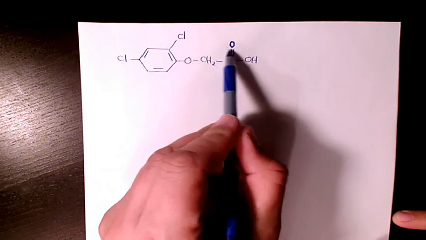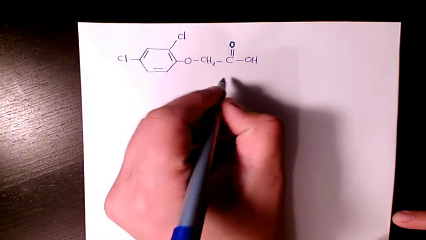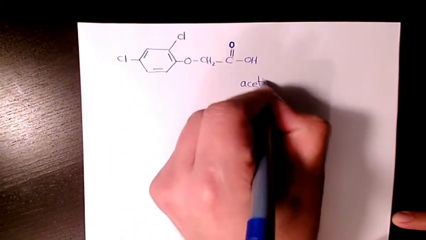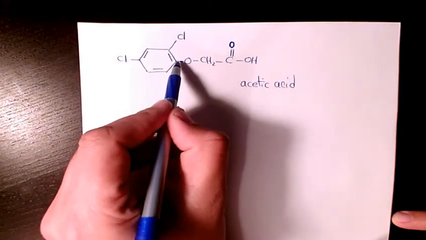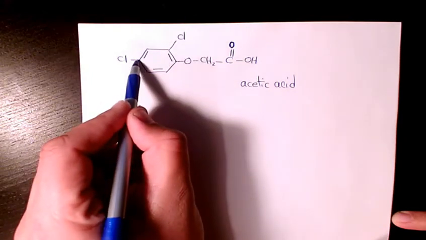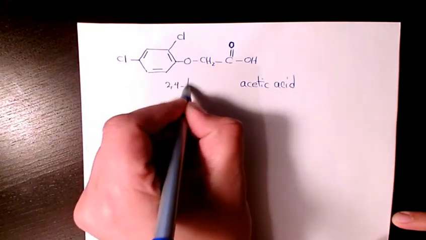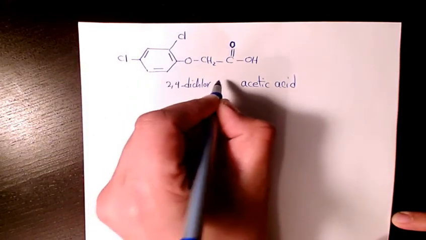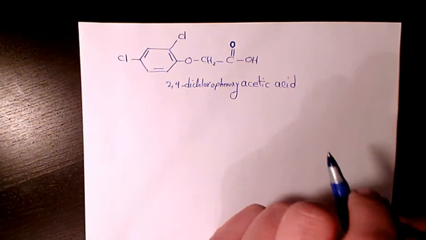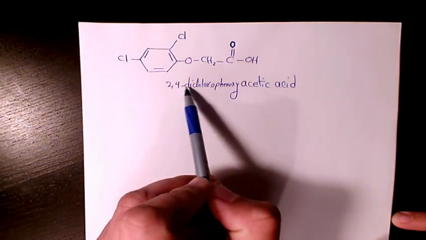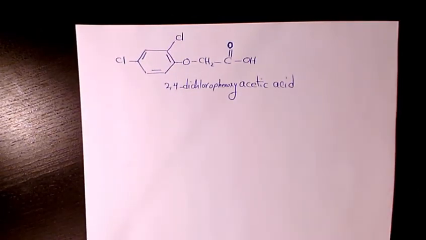So let's call it, so we have the acetic acid here. So let me write it here: acetic acid, and here we have 1, 2, 3, 4. So we have 4-Dichlorophenoxy Acetic acid. So it's going to be 2,4-Dichlorophenoxy Acetic acid. So that's going to be the name of this organic compound.